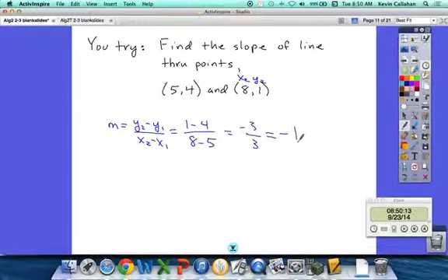Here's one thing you want to be careful of. If you decide you're going to do this in the calculator, then you've got to have parentheses around the numerator, parentheses around the denominator. If you just put in the calculator straight up, 1 minus 4 divided by 8 minus 5, you're not going to get the right answer. So either put this in parentheses and put this in parentheses.